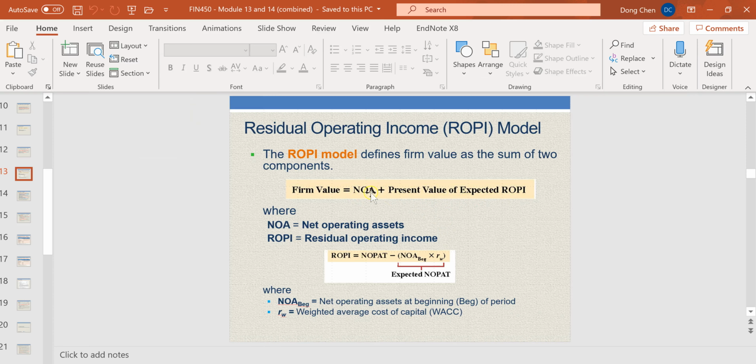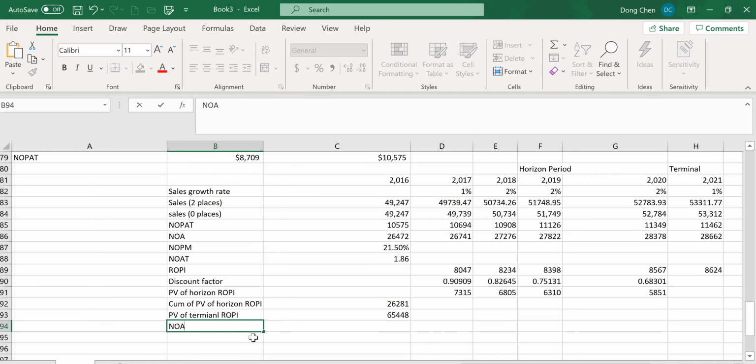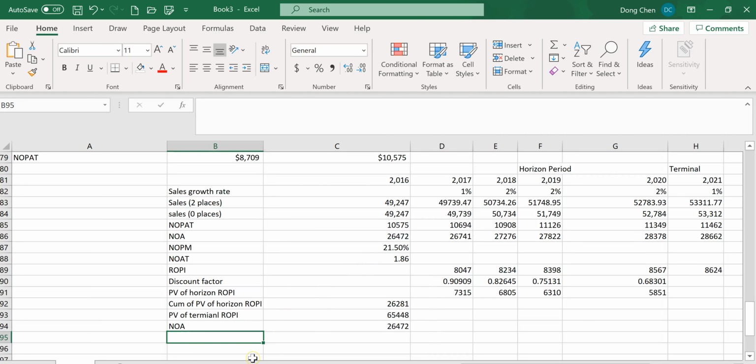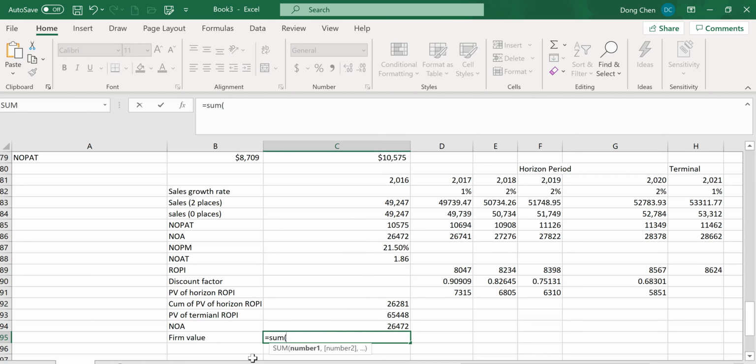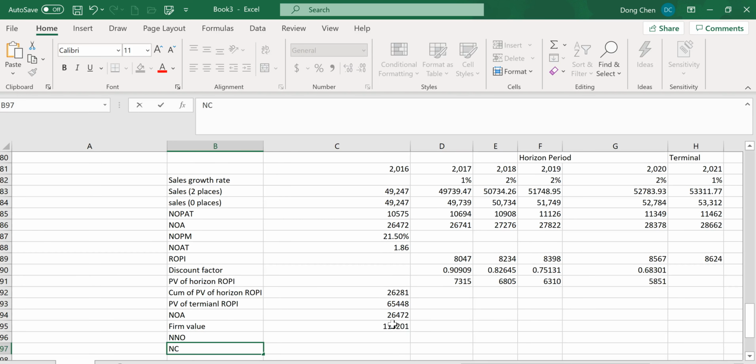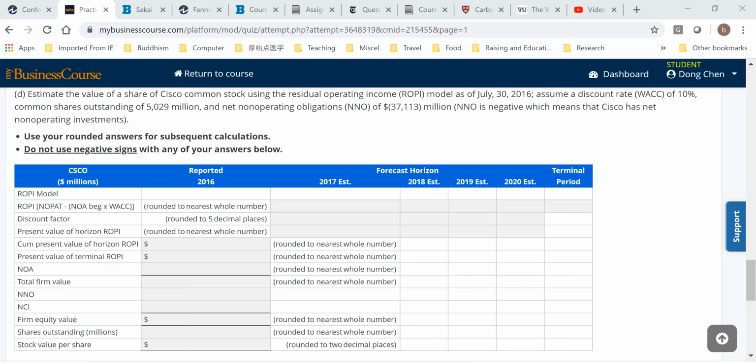So I also need the NOA number, right? So I can just copy the number here, and now I can sum up these three numbers to get the total firm value. So the total firm value, and then I need to deduct NNO and non-controlling interest, right? So NNO in this case turns out to be a negative number, so I just put a negative number here.